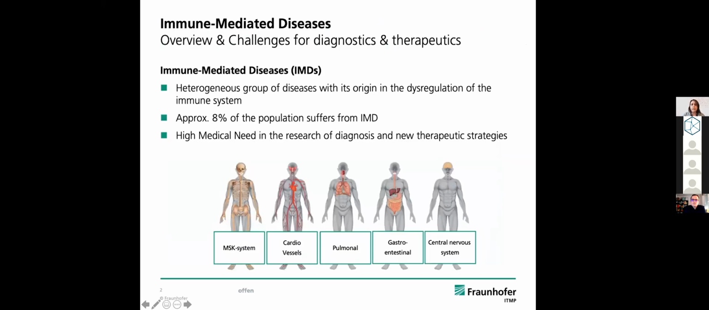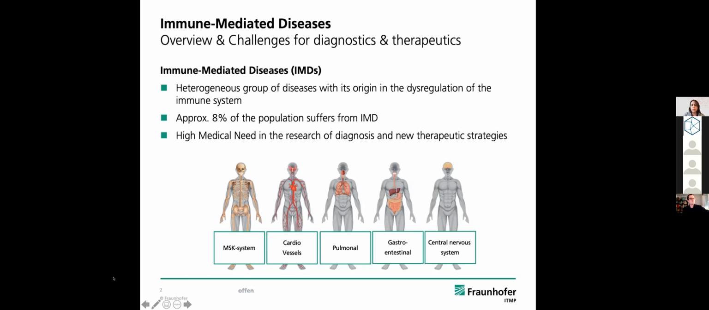Just to go back a little bit to the overview and the background of immune-mediated diseases. So we have here a heterogeneous group of diseases with its origin in dysregulation of the immune system, of which 8% of the population suffers from. So we have a high medical need of early diagnosis and to find the best therapeutic strategies. In the best case, it would be individualized or personalized therapeutic options.